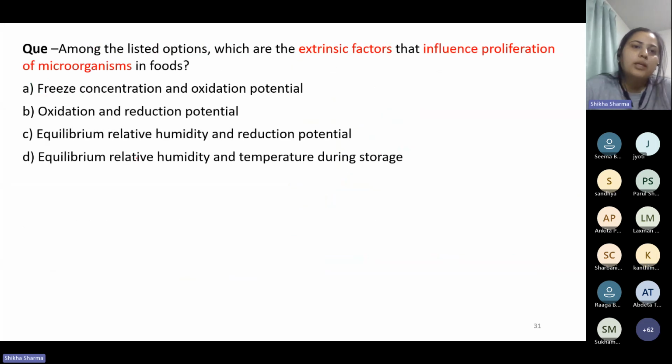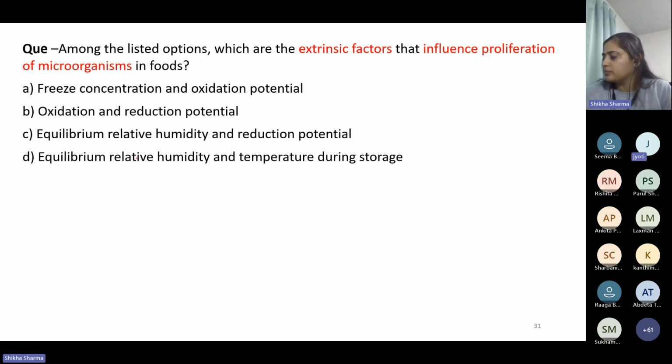So we are moving to the next question: among the listed options, which are the extrinsic factors that influence proliferation of microorganisms in food? The first option is freeze concentration and oxidation potential. Second is oxidation and reduction potential. Third is equilibrium relative humidity. Fourth is equilibrium relative humidity and temperature during storage.